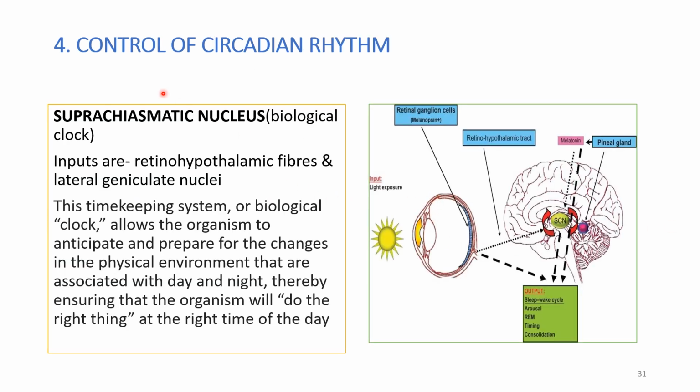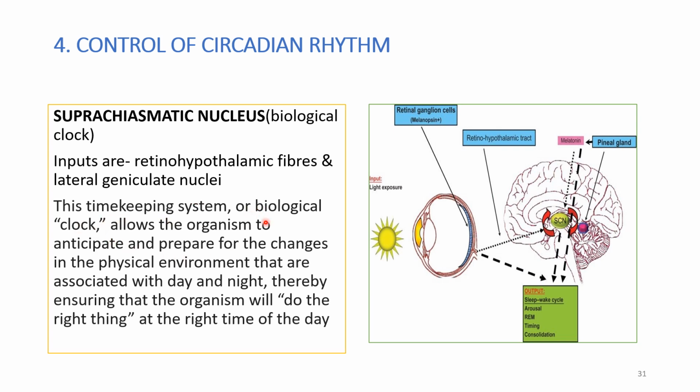Then the next function is control of circadian rhythm. It is by the help of the suprachiasmatic nuclei. It is also called the biological clock. We have already seen that the inputs are coming from the retina via retinohypothalamic fibers and from the lateral geniculate nuclei.